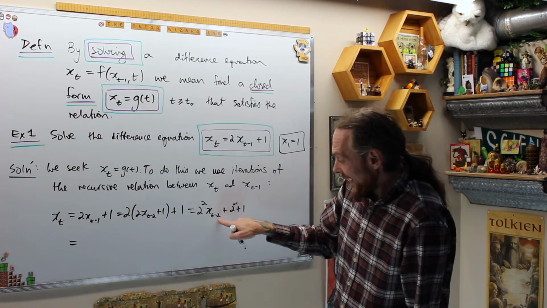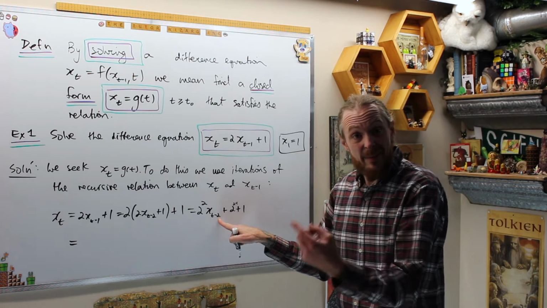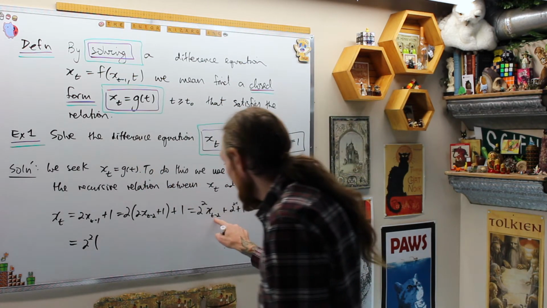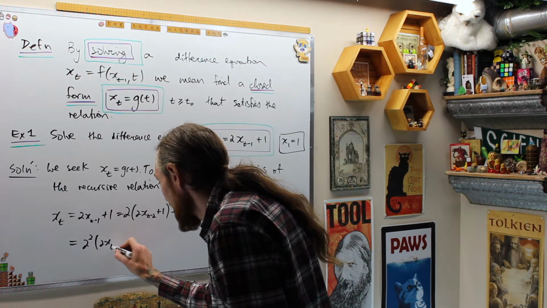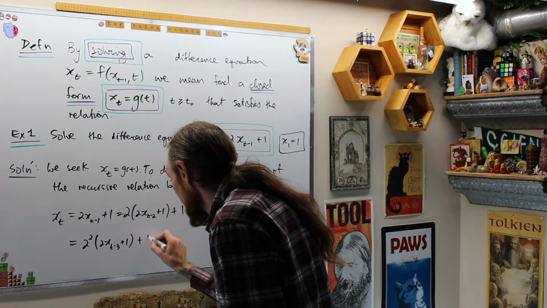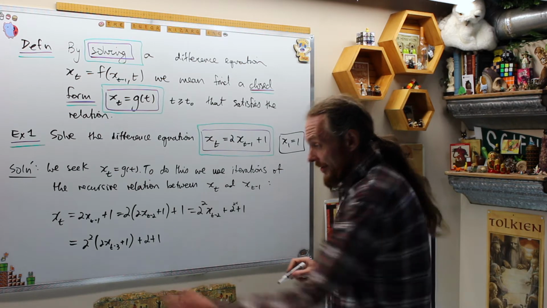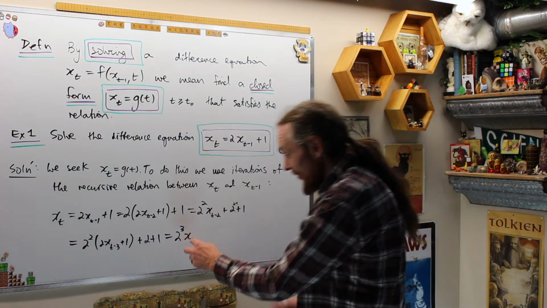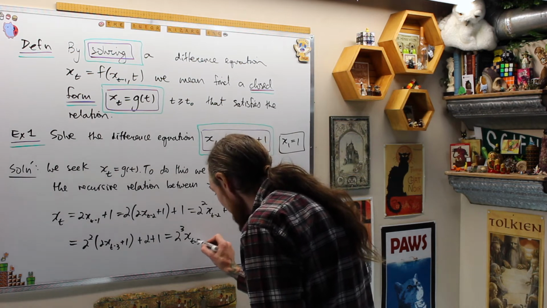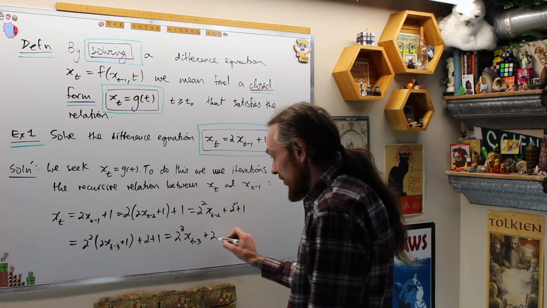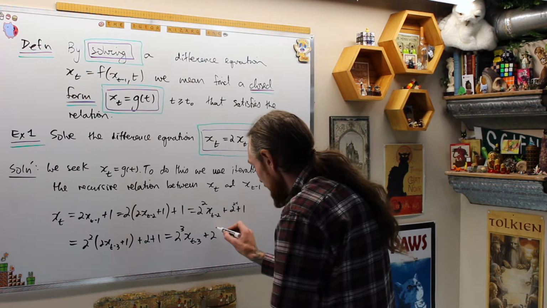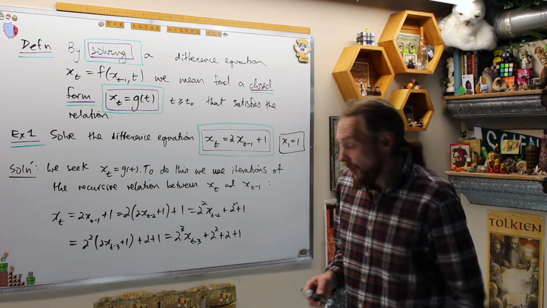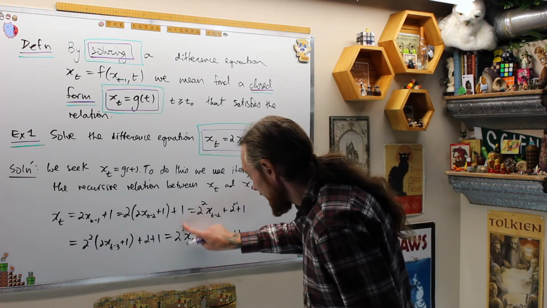For the third one, xt minus 2 is related to xt minus 3. How? This will be 2 squared times xt minus 2, which is actually 2 times xt minus 3 plus 1, plus 2 plus 1. Distribute that in there again, and I'm going to get 2 cubed this time, times xt minus 3, plus, don't forget, 2 squared plus 2 plus 1.